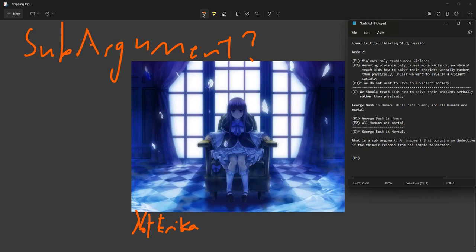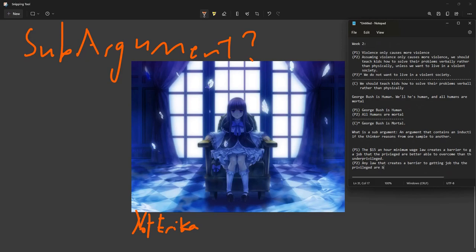P1. The $15 an hour minimum wage law creates a barrier to getting a job that the privileged are better able to overcome than the underprivileged. And premise two would be: any law that creates a barrier to getting a job that the privileged are better able to overcome than the underprivileged should be repealed.